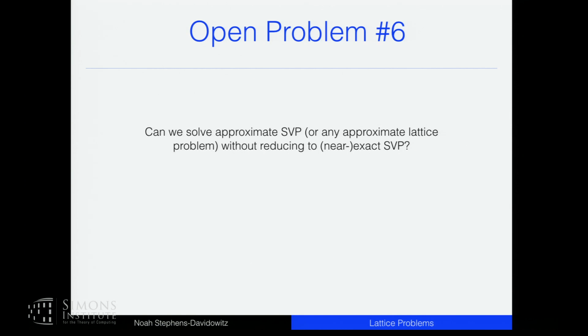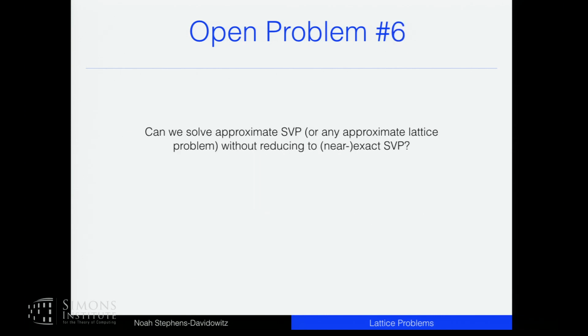Okay, but I want to list some more open problems. One open problem that I think is really interesting is the following. Can we solve approximate SVP in some other way? The only game in town right now is essentially basis reduction, which means reducing the approximate problem to the exact problem. I think it would be really interesting just to show a different way to do it, even if it's not better than our current methods, just to show that we have another idea. I mean, LLL was 1982. It's time for a new idea.